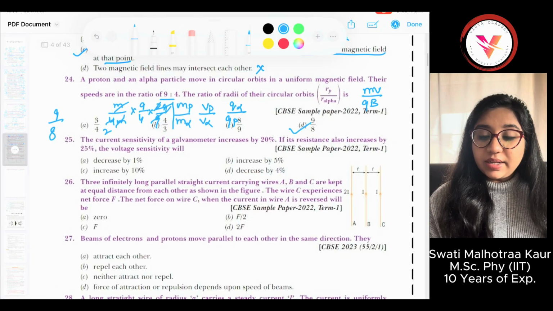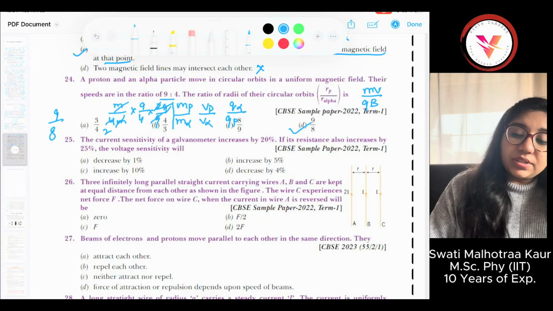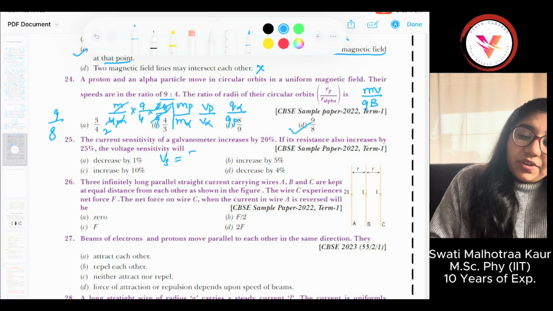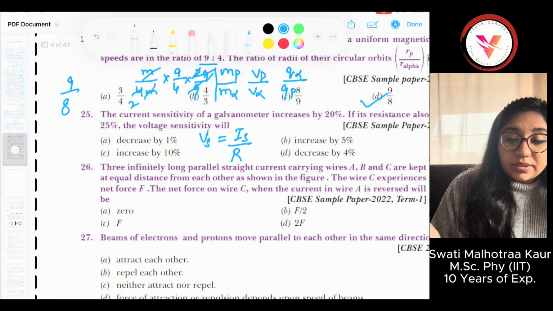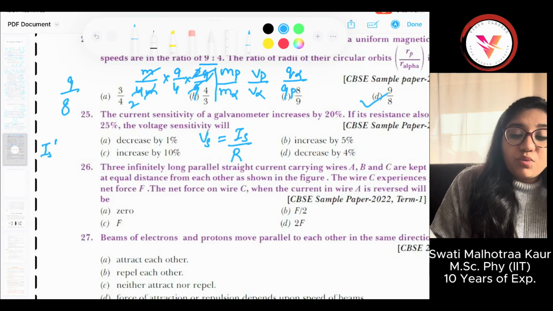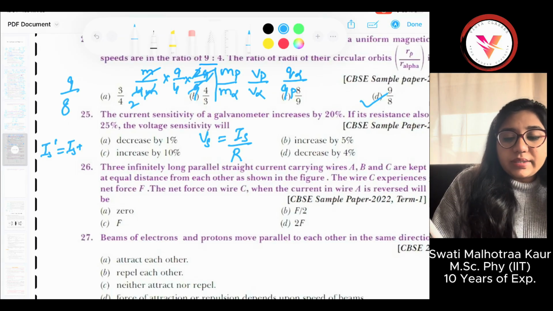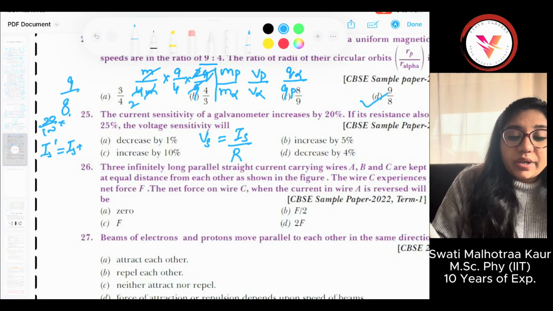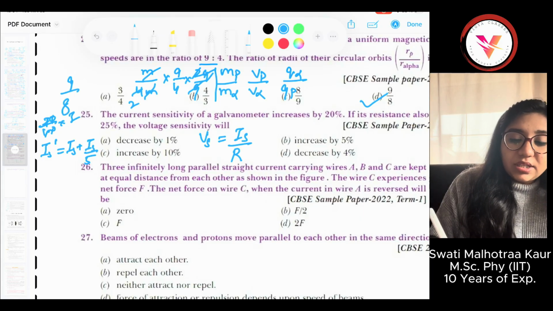Then, the current sensitivity of a galvanometer increases by 20%. If its resistance also increases by 25%, what happens to the voltage sensitivity? Voltage sensitivity is current sensitivity by resistance. Now IS is increased by 20%. So new IS dash would be what? IS plus 20%, that is IS times 20 by 100, so you will get IS by 5. And you can add, so you will get the new IS: 5 plus 1, 6 IS by 5.